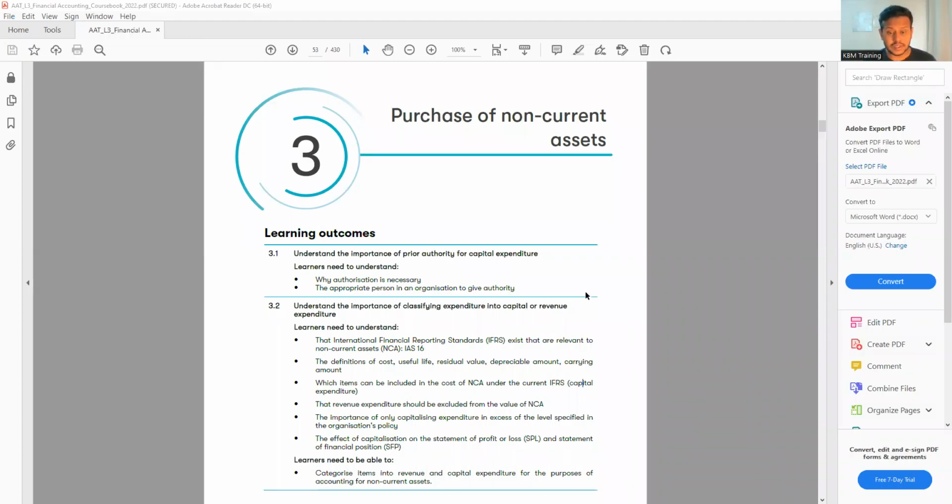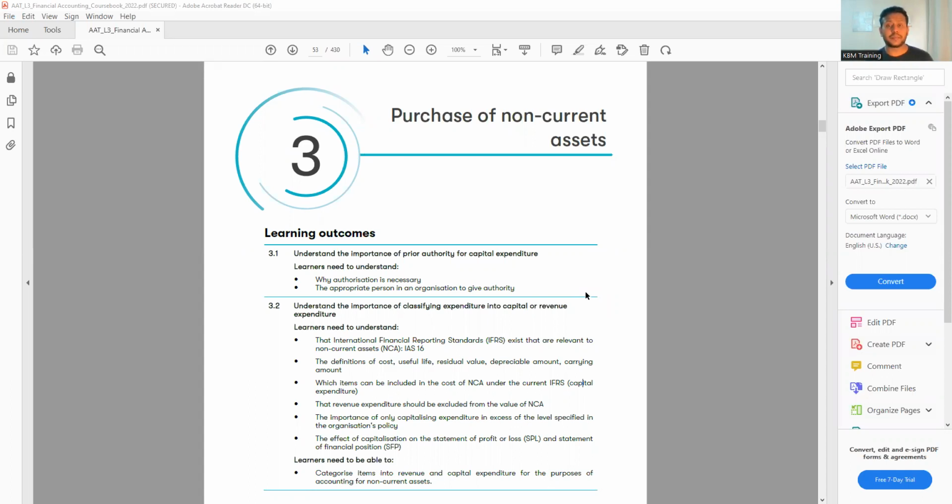So we're going to start from purchase of non-current asset. That is chapter number 3. Now, the purchase of a non-current asset is relevant when we purchase any asset that we are planning to use in the business, but not to sell.